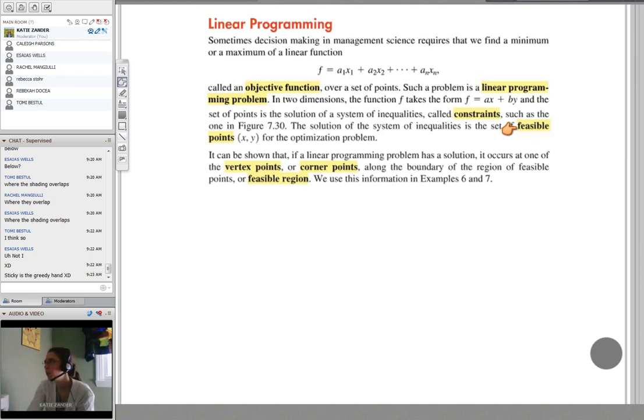The feasible region is the overlapping shaded area. These are a couple of terms that I'm just refreshing you on. If you hear me say feasible region, that's talking about the overlapping shaded area. The feasible points are those corner points or the vertex points of that feasible region.